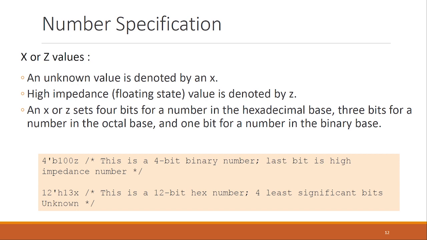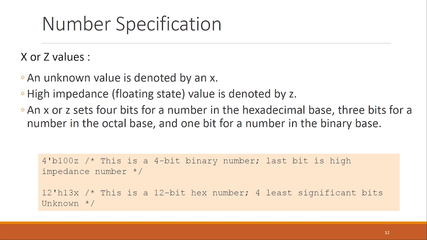If you are including X or Z inside a number specified in Verilog, if you are using an X or Z in a hexadecimal number, then X or Z represents 4 bits. So you are setting 4 bits to X or Z. If it is placed inside a number represented in octal base, X or Z refers to 3 bits, and if you are including X or Z inside a binary number, then it sets 1 bit to X or Z. This also will be clearer with the examples given in the slide.